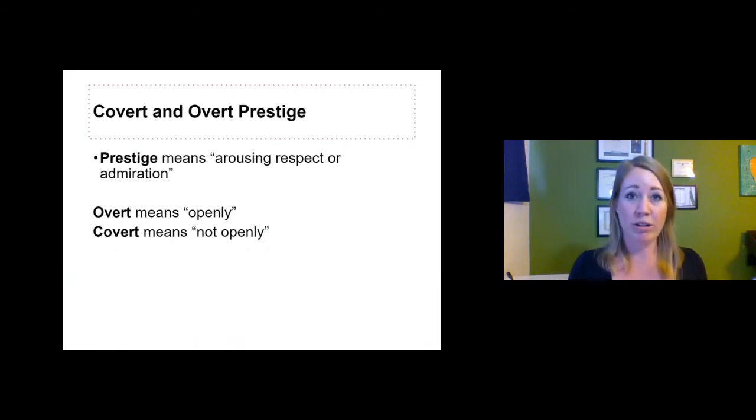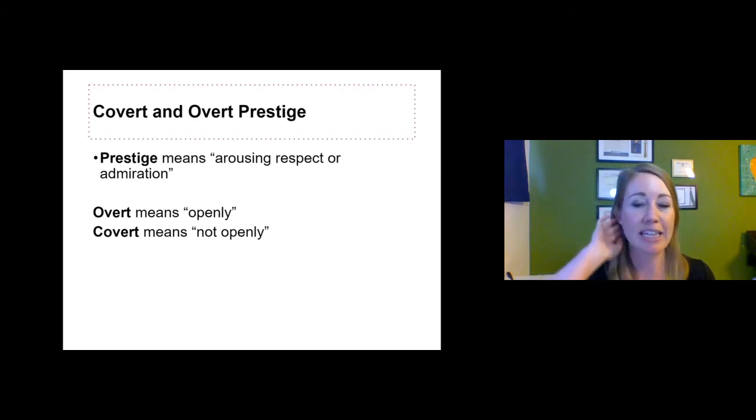So there are terms for what we're describing here, and that's called covert and overt prestige. Prestige means to get respect or admiration, right? Okay, so those are the underlying human motivations behind language. We want respect and admiration, so I'm going to make choices so I can get that. Let's dive into what overt means and covert means, right?